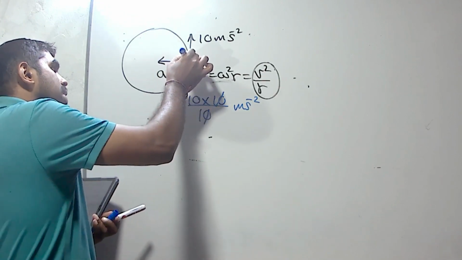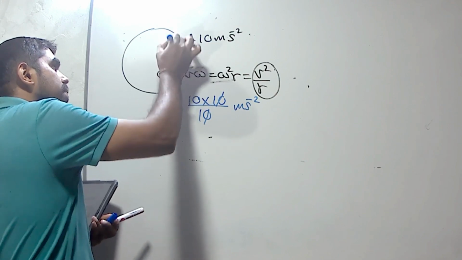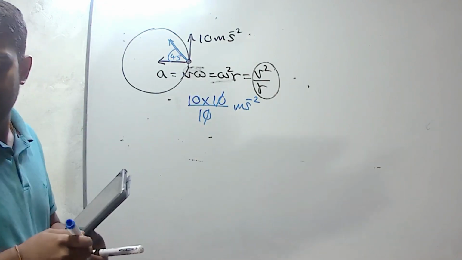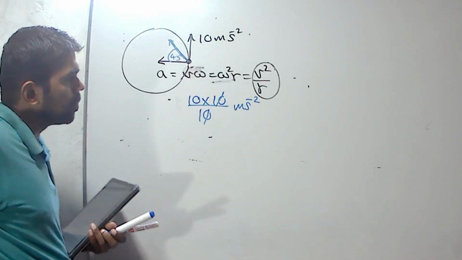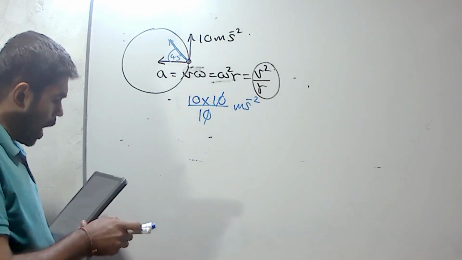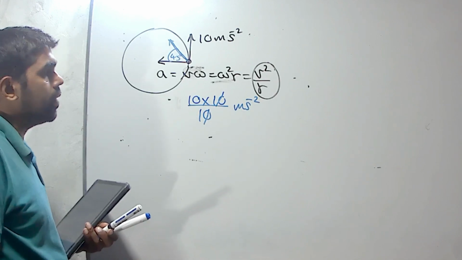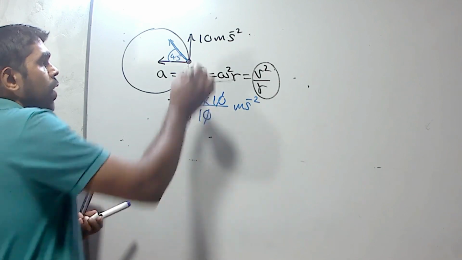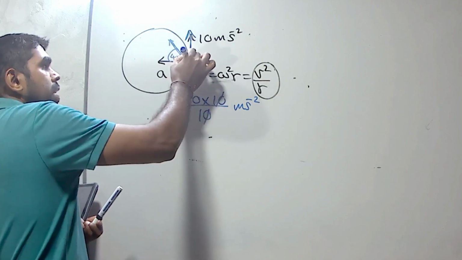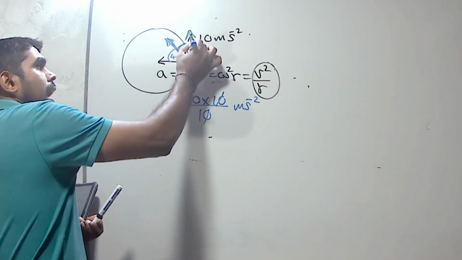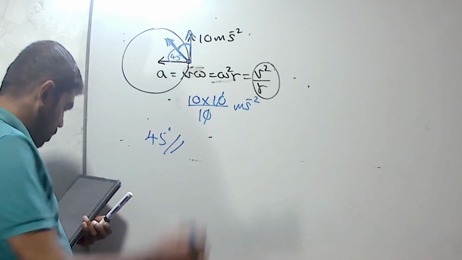Therefore, the resultant acceleration should be in this direction. This angle is 45. There is the same magnitude, therefore the resultant should be midway. Then we have to find the angle between the velocity vector and the resultant acceleration vector. The velocity vector is in this direction. The resultant acceleration is in this direction. We have to get this angle, it is also 45 degrees. Then the answer should be 3.